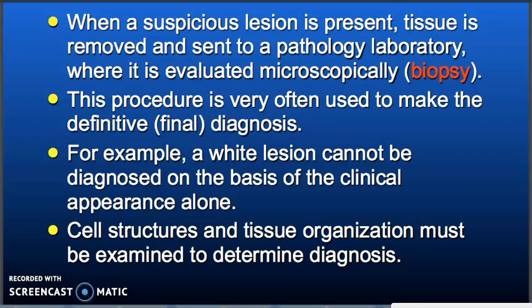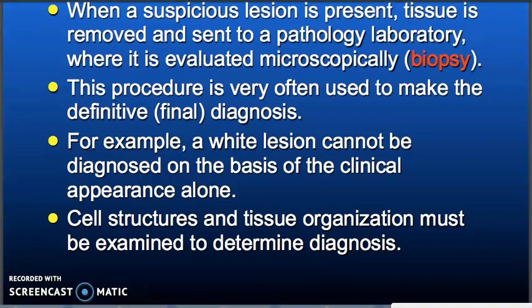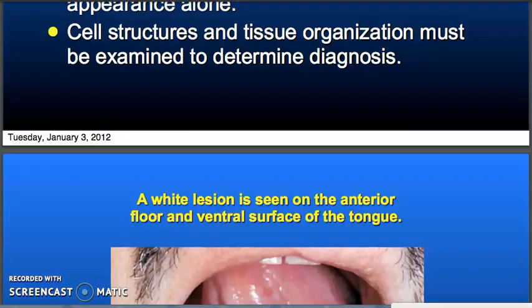under a microscope. Okay, so a white lesion cannot be diagnosed on the basis of clinical appearance alone. Red lesions, a little more definite diagnosis with those, but when you get into the white lesions, a lot of times they can't make that diagnosis without some type of biopsy on it. They need to know what the cell structures and the tissue organizations are when they diagnose it and determine that.